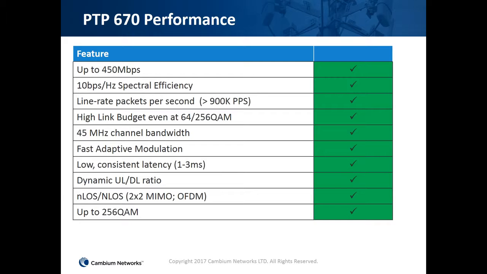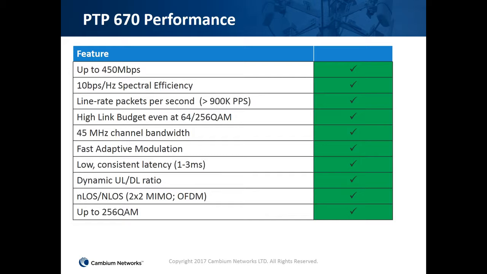This is really useful if you have a lot of people transmitting and you want to process a lot of packets as part of that. It has a maximum channel bandwidth of 45 megahertz. It has fast adaptive modulation, which I talked about earlier, where you can go back and forth based on the interference level. You can drop to 64 QAM and then go up to 256 QAM based on the interference level. It has really low latency because of fast processing power. It has a dynamic uplink to downlink ratio. If you set it to adaptive, you can change the uplink downlink ratio, or you can keep it fixed, where you have a fixed ratio that is already set.